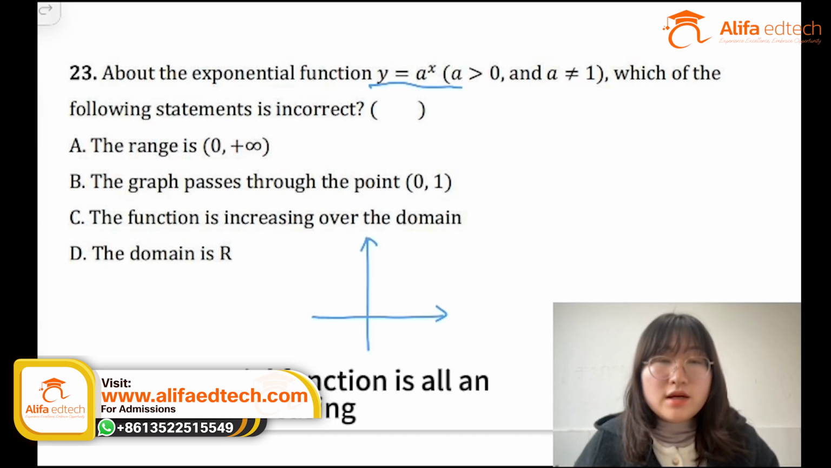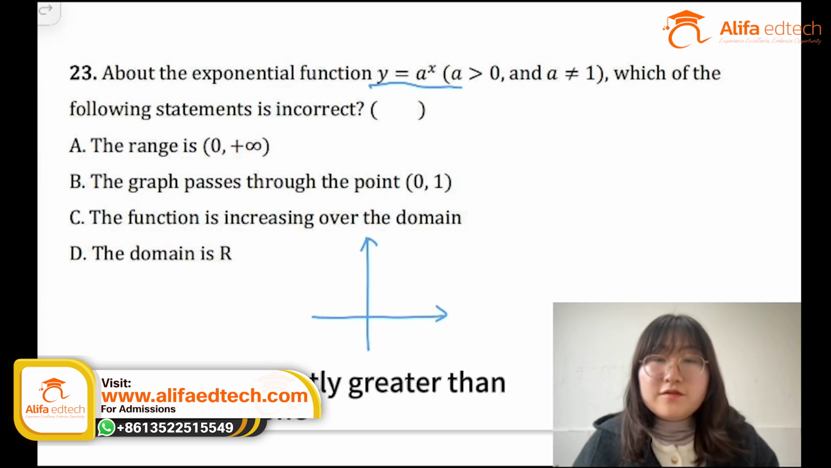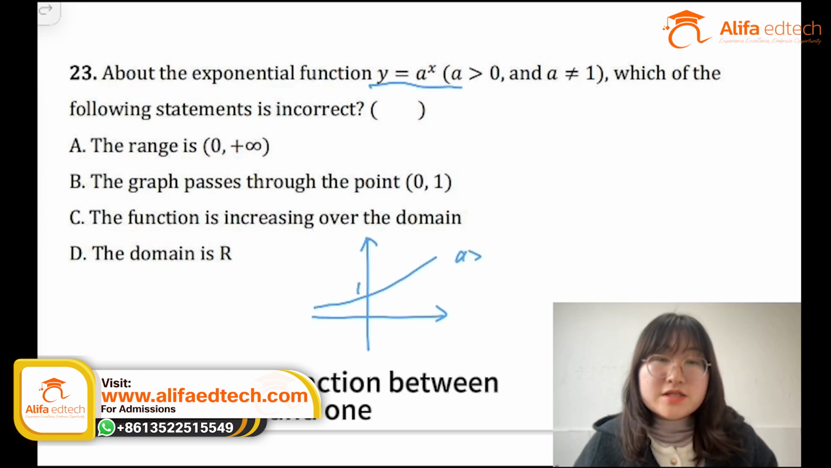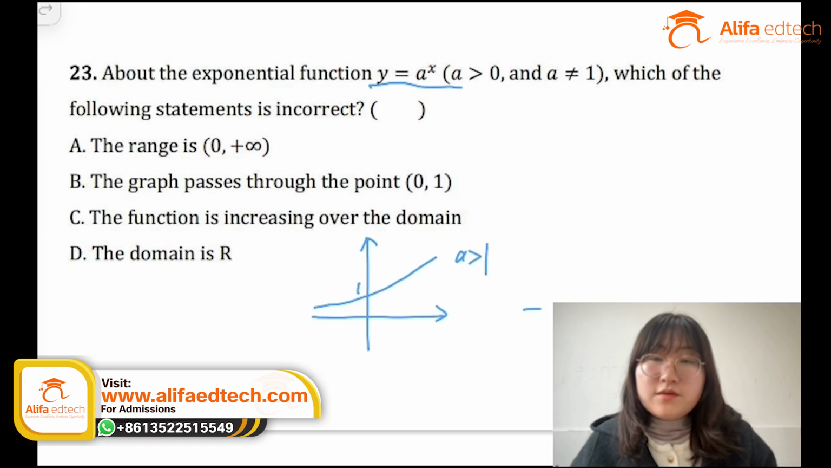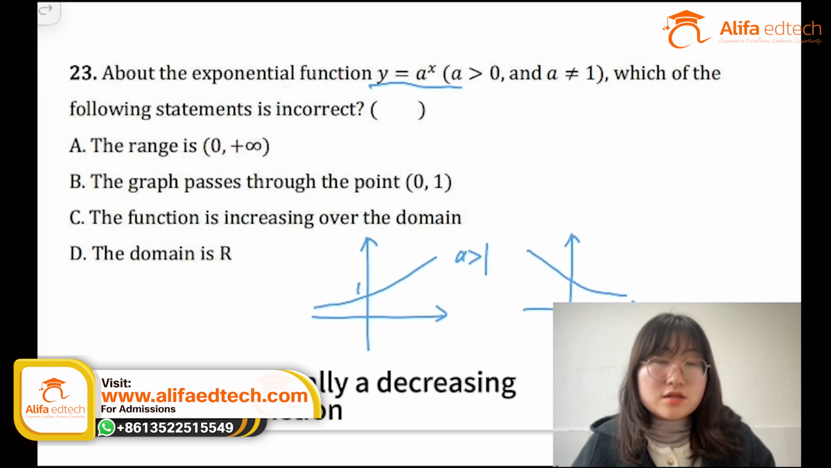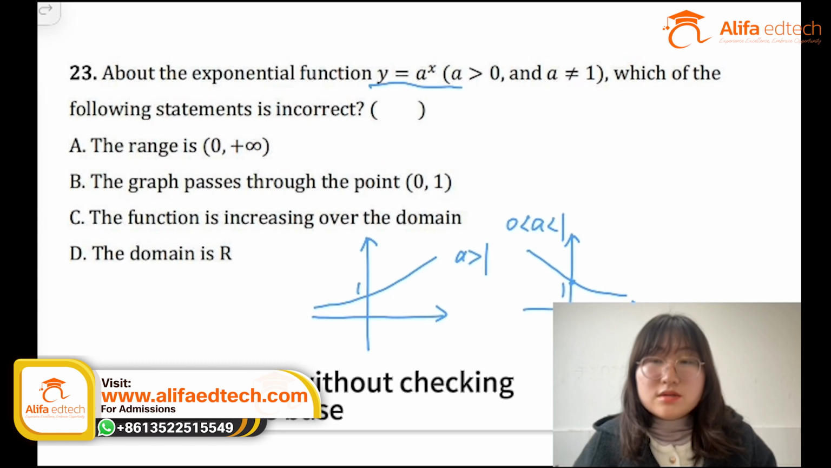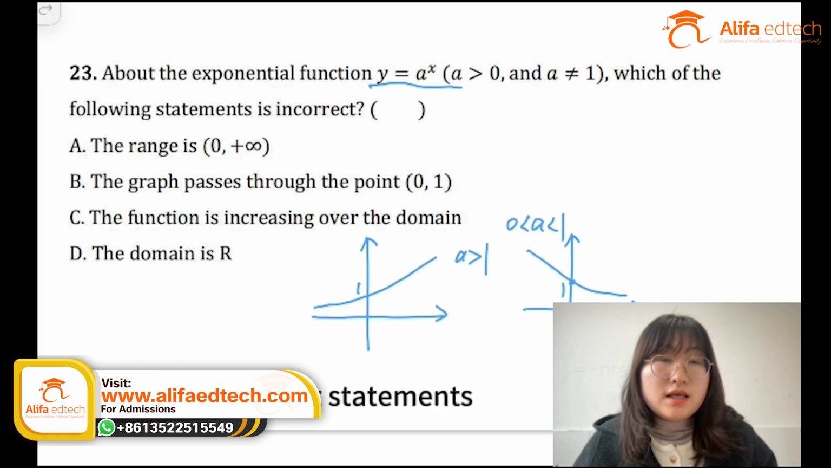A function is always increasing if the base a is strictly greater than 1. However, if the base a is a fraction between 0 and 1, the function is actually a decreasing function. Because this statement assumes it is always increasing without checking the base, it is the incorrect statement. So the correct answer is C.